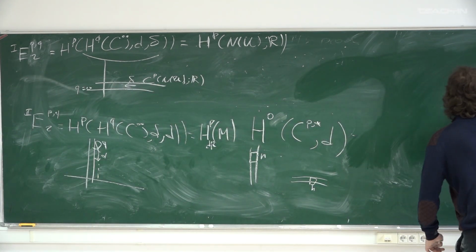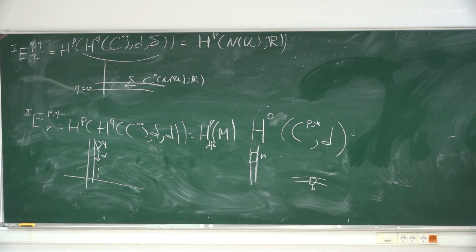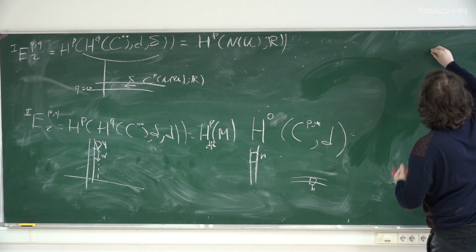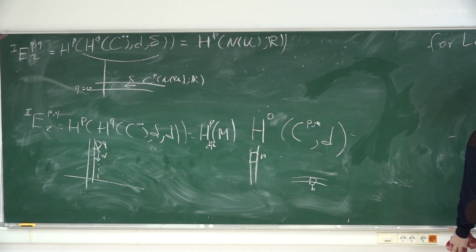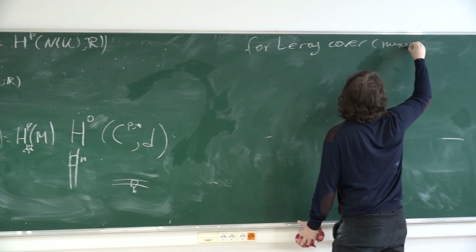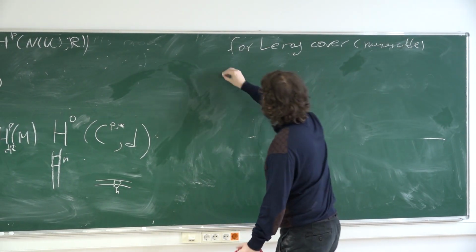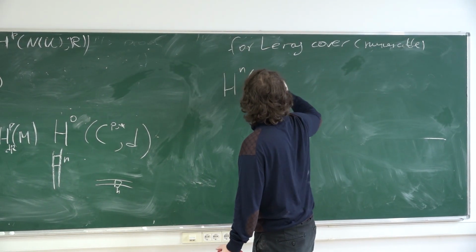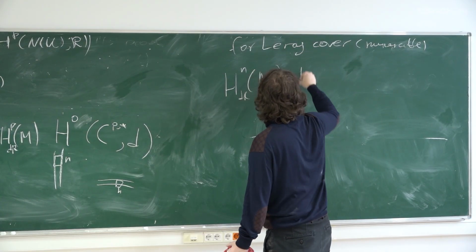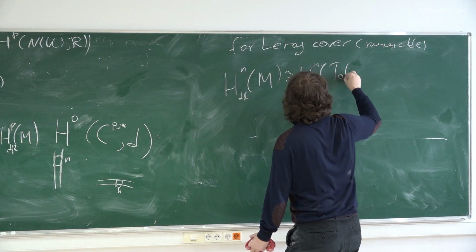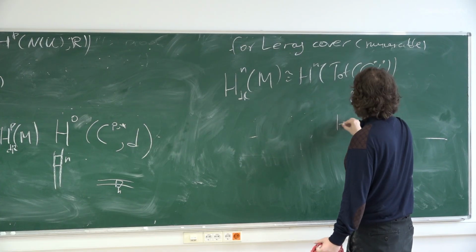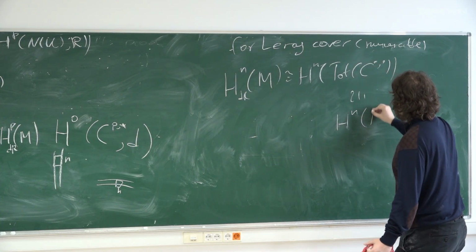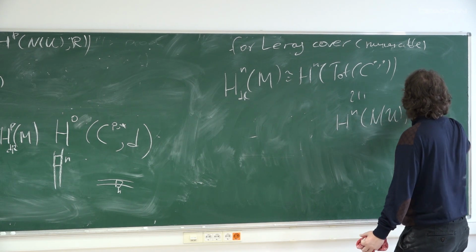So from these two spectral sequences, I obtain that for a Leray cover, where we know all are numerable, the nth de Rham cohomology is isomorphic to the nth cohomology of the total complex of this Cech-de Rham complex, and by the other spectral sequence this is isomorphic to the simplicial cohomology of the nerve of this cover.